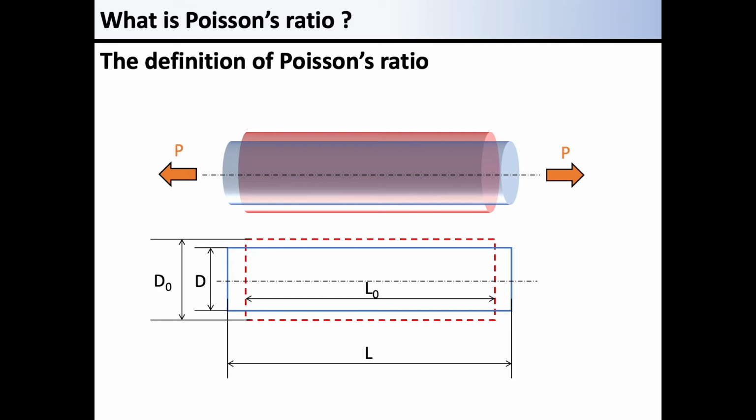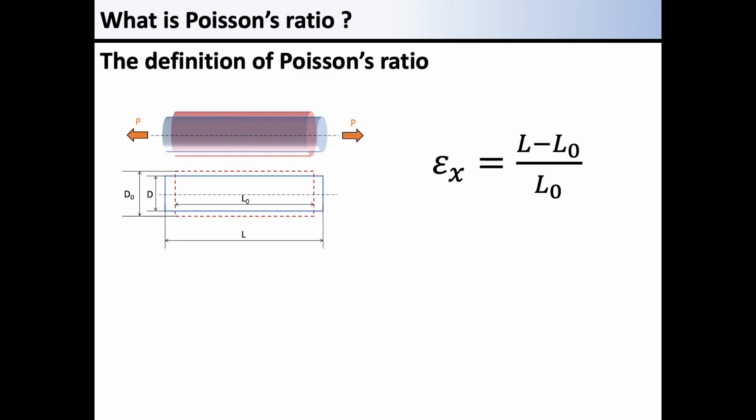Imagine that we are pulling a round bar at a load P along the longitudinal direction. Now, the load is acting only along the longitudinal direction of the bar. No load is acting on the other surfaces, which means no load is acting in the vertical direction. We assume that the length of the bar has changed from L0 to L, while the diameter of the bar changes from D0 to D.